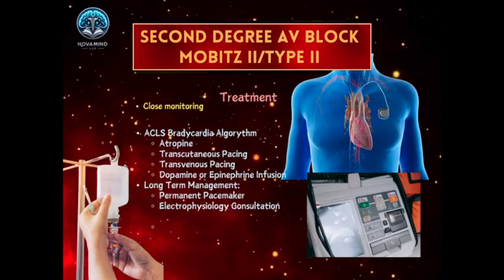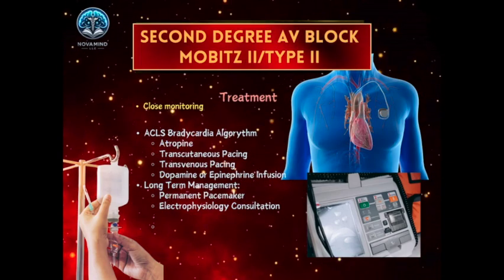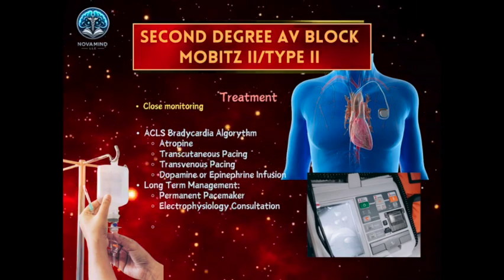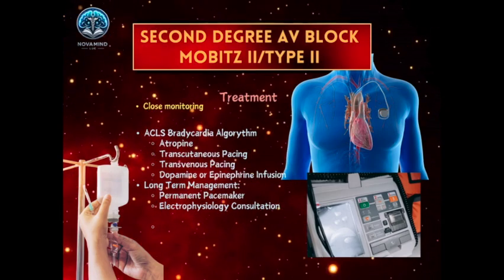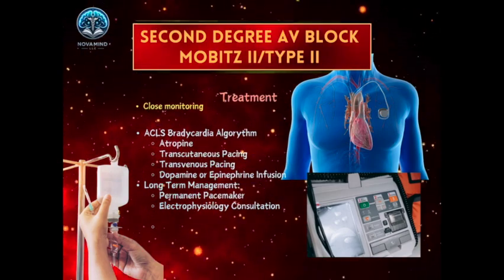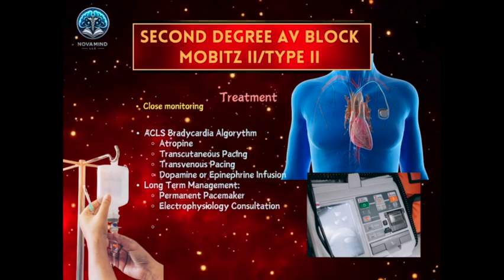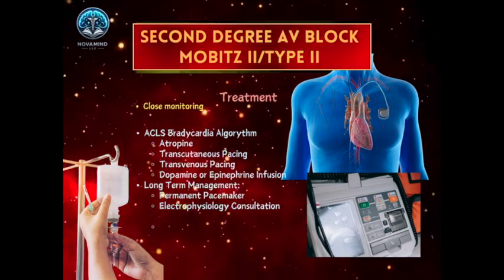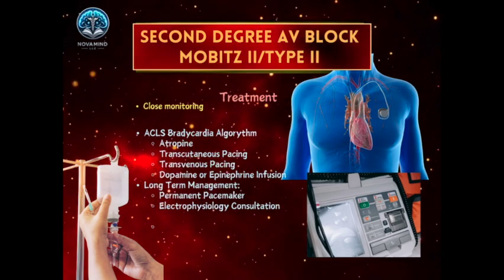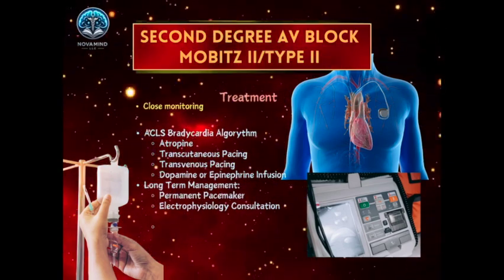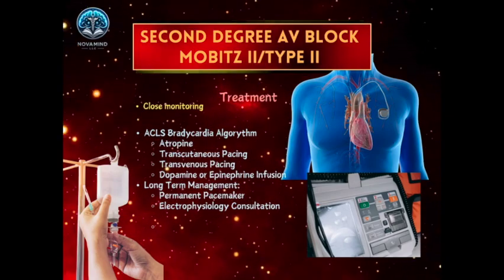Immediate management in ACLS. In ACLS, the primary approach is to stabilize the patient. If symptomatic, Mobitz II requires close monitoring and potential intervention. Bradycardia in Mobitz II may not respond effectively to atropine, which is typically used for symptomatic bradycardia first line, as the block occurs in the distal conduction system.